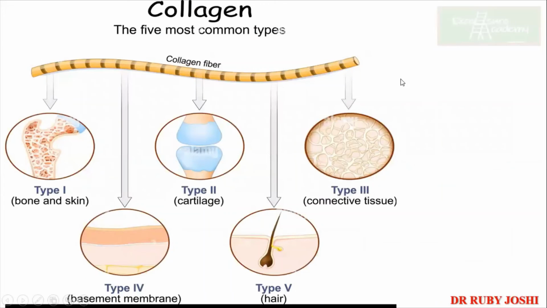Okay, now there are 5 common types of collagen. Type 1 is present in the bone and skin. Type 2 is present in the cartilage. Type 3 in the connective tissue. Type 4 in the basement membrane. And the 5th one in the hair. Okay, this is something easy to remember. There are 5 types present in the bone, skin, cartilage, connective tissue, basement membrane, and the hair. So 5 types of collagen are there. We don't have to go into the details, so that's okay. Okay.